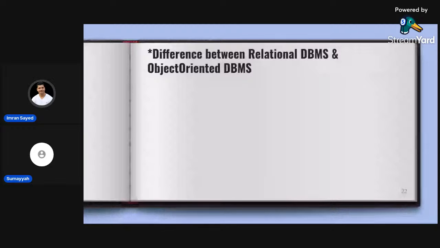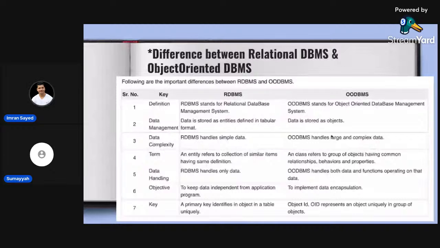Okay, let's see what we missed. Simple and complex. How can I forget this? Two we forgot. One is RDBMS handles simple data. So when we talk about simplicity of the data, we'll use RDBMS. But when we have complex, large applications, we'll use ODBMS. And RDBMS only handles data. ODBMS also handles applications operating on that data.